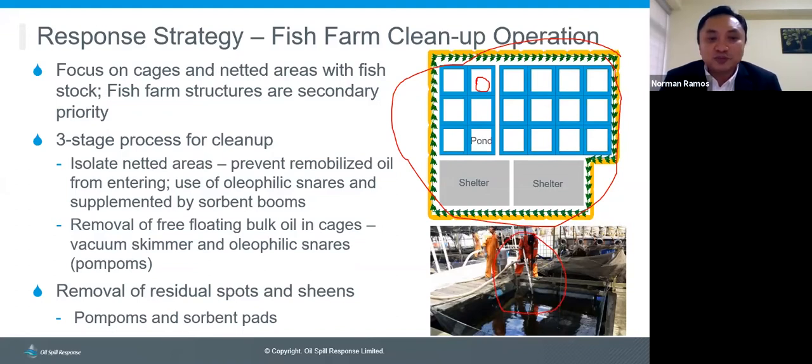We also use pom-poms because they are really good. They're one of the best oleophilic snares, one of the best approaches you can use if you have a very viscous oil. We also use pom-poms and sorbent pads for residual spots and sheens within the fish farm area. Now, you would ask, why do we call it pom-poms, or why do we say oleophilic skimmers? We call it pom-poms.